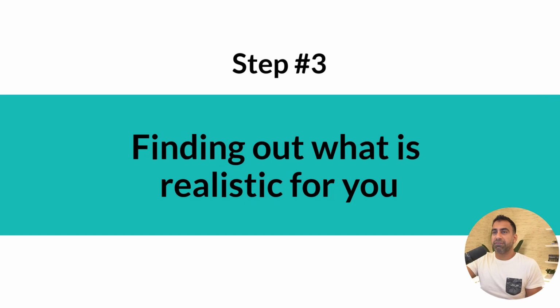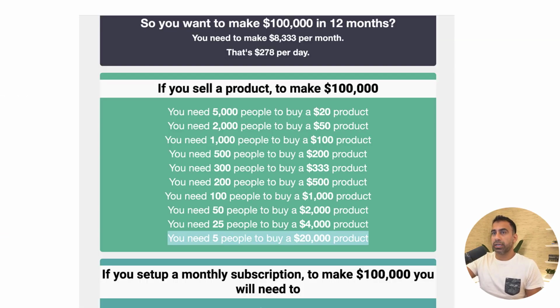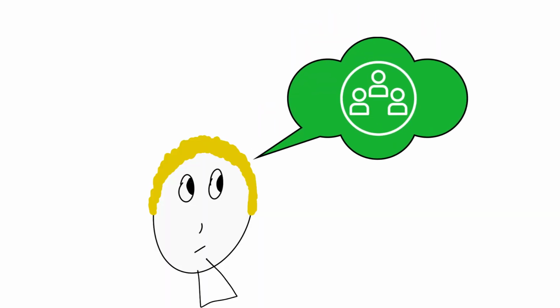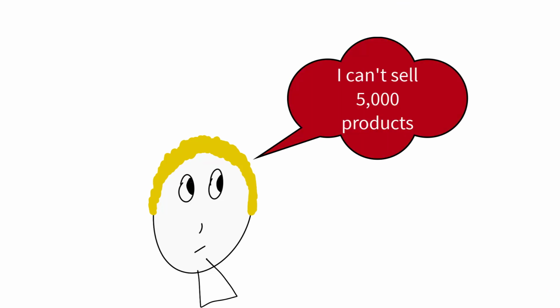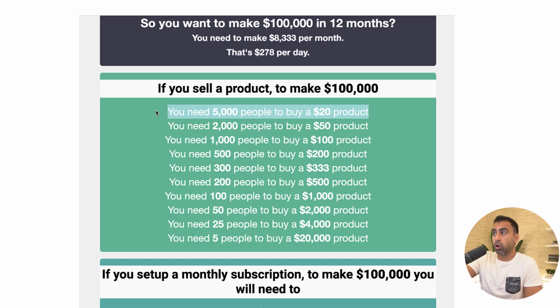Step number 3 is finding out what's realistic for you. So if you're selling a small product for $20, are you realistically able to sell 5,000 of them to hit your $100,000 goal? You know, if you have a really tiny audience, or maybe there's just not that many people in your market, maybe selling 5,000 products is just not possible for you. And so you won't be able to hit the goal at that price point of $20.